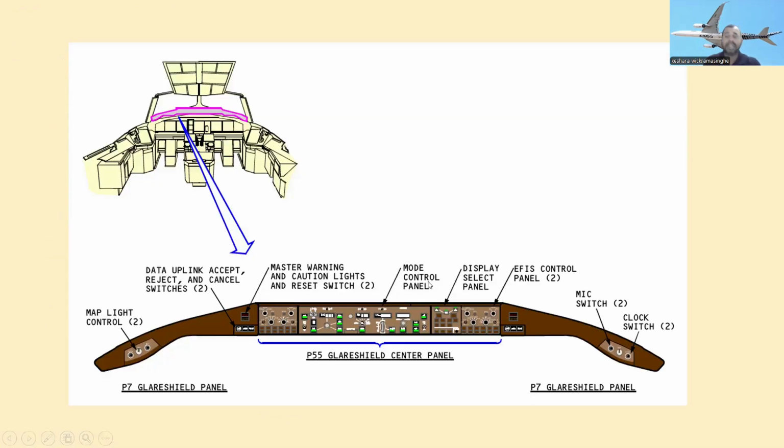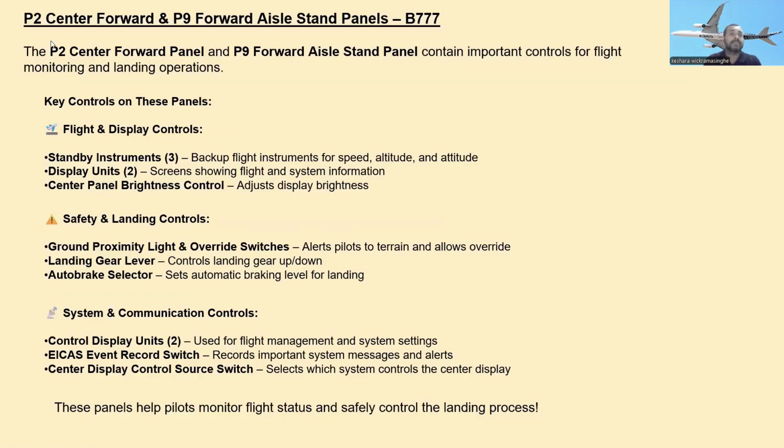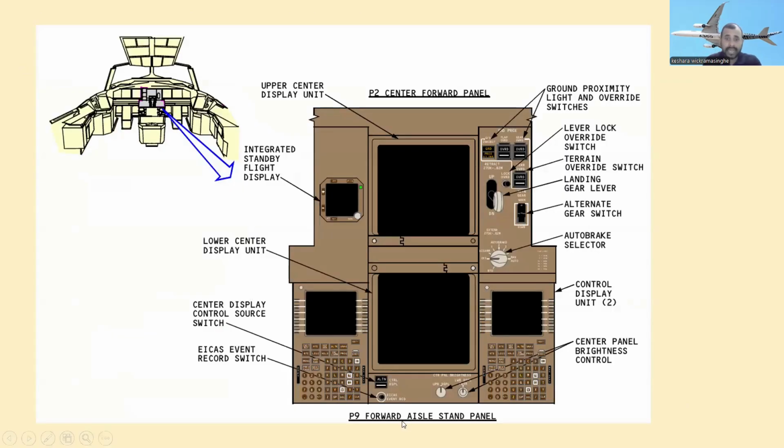You can stop this video and check what the Glareshield panel is and how it looks. And the next one, the P2 center forward and P9 forward aisle stand panels, Boeing 777. This is the P9 forward aisle stand panel.